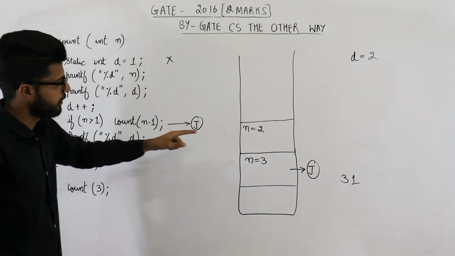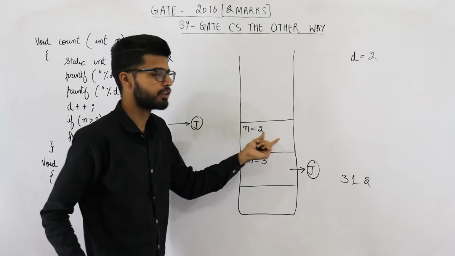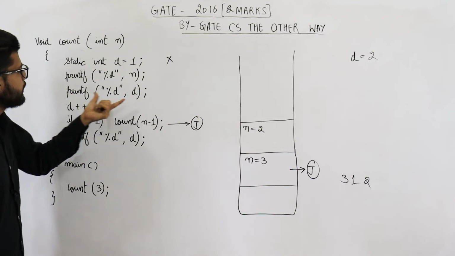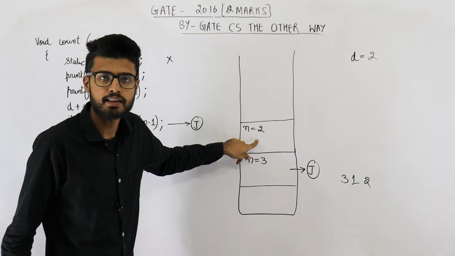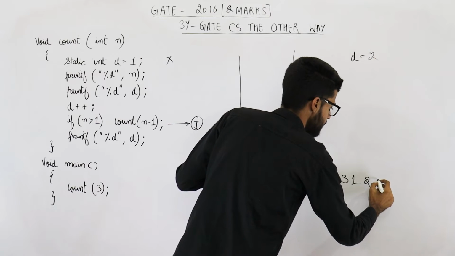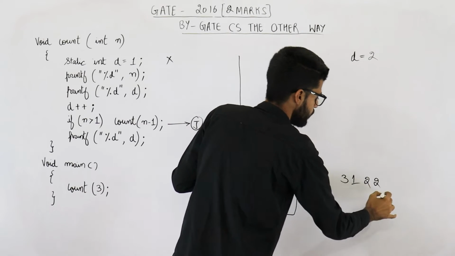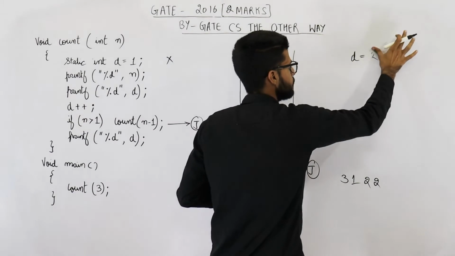Then printf n. This function wants to print n. What is n? n is 2 for this function. So 2 will be printed. Then printf d. This function wants to print d. But there is no d inside this activation record. So look in data section. Yeah, there is a d and it will be printed. It is 2. So 2 is printed. Then d++. d will be made 3. Okay.